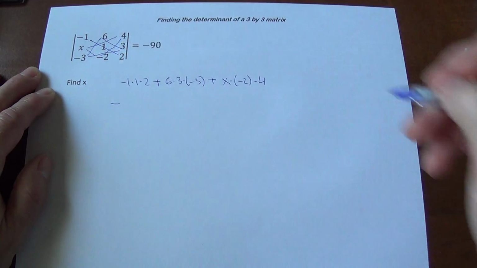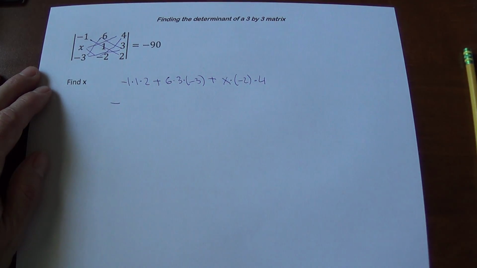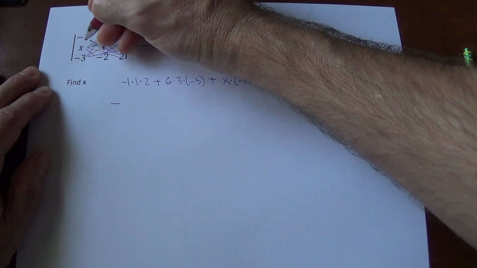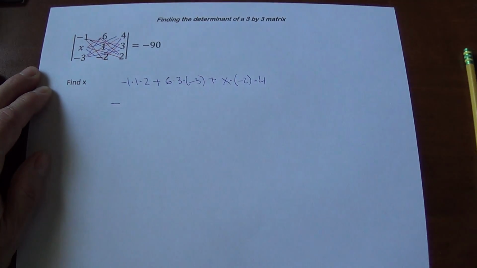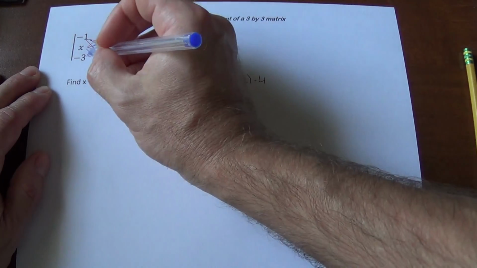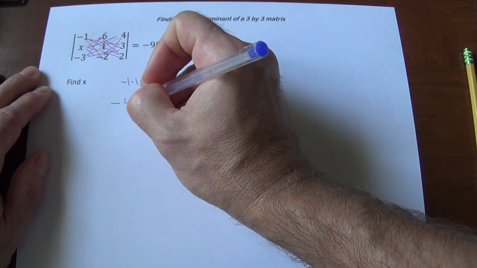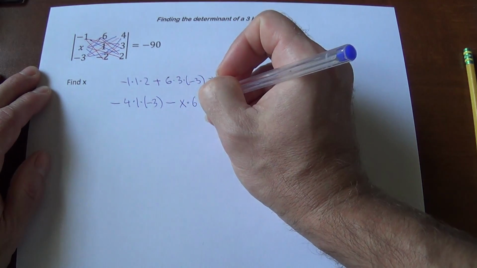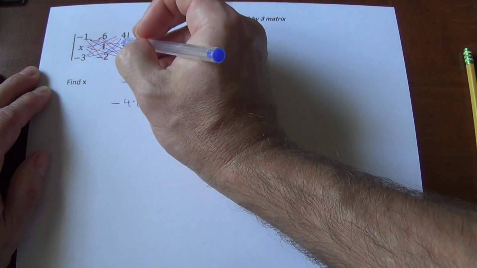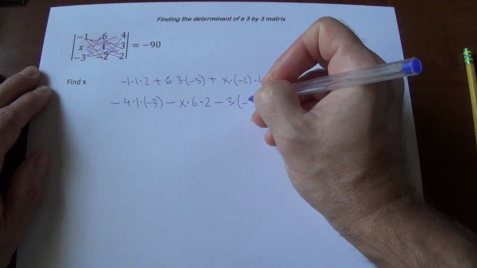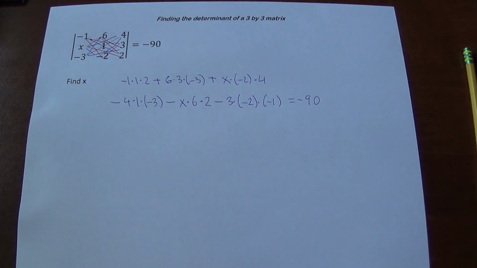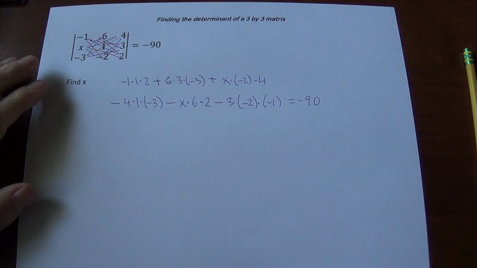And then we're going to do minus, and we're going to do our other three products. So we're going to go that way, and that way, and that way. So it's going to be 4 times 1 times negative 3, minus x times 6 times 2, and then minus 3 times negative 2 times negative 1. But this time we know that the determinant is negative 90, and we just need to figure out the value of x. So let's go ahead and do that.